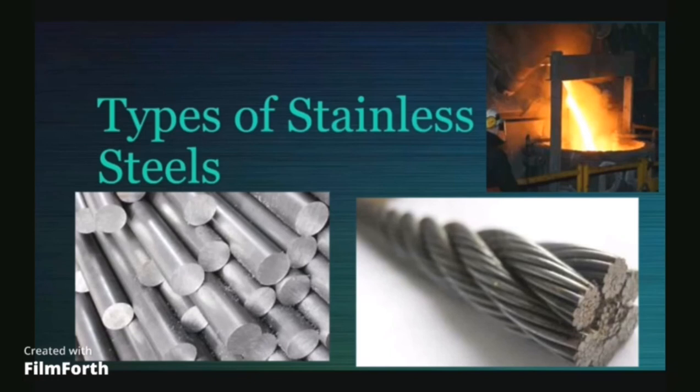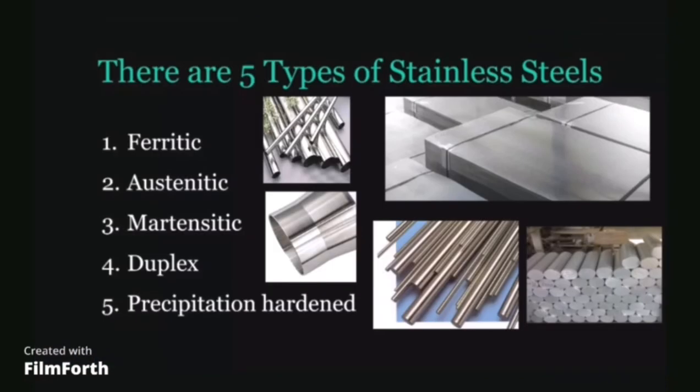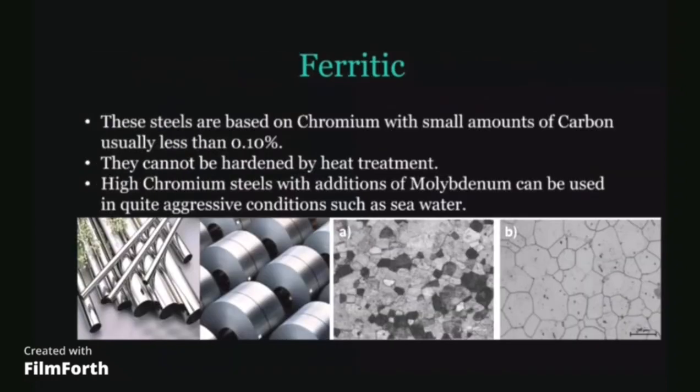My name is Siva and I'll be presenting about the types of stainless steels. There are 5 types of stainless steels. The first one is ferritic, second is austenitic, third is martensitic, fourth is duplex, and fifth is precipitation hardened. The first one is ferritic.